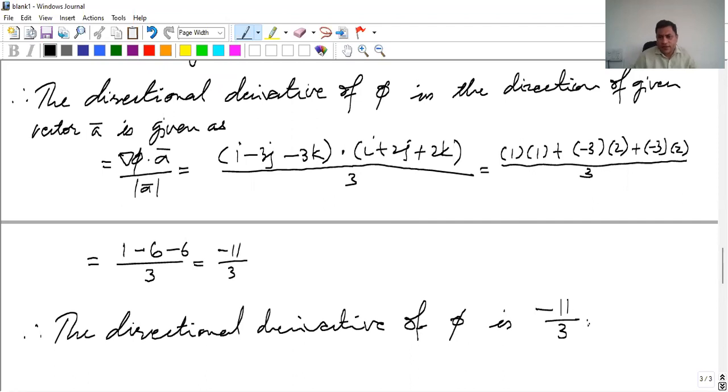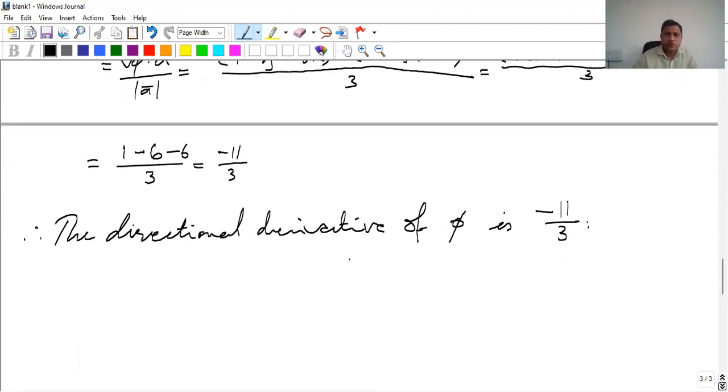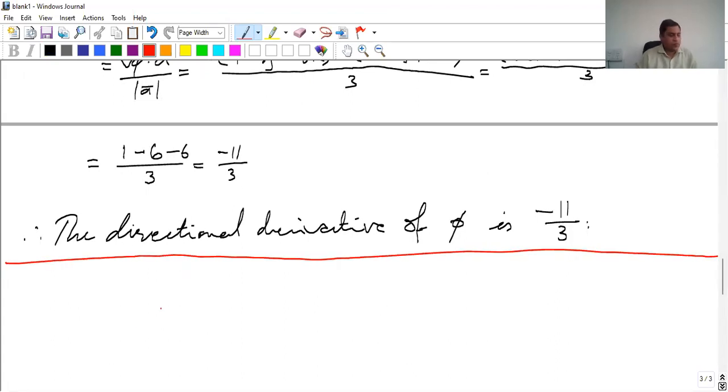Is there any doubt in this example? No, sir. Okay. Got this one? Yes, sir. Okay. So let us try to go for another example.